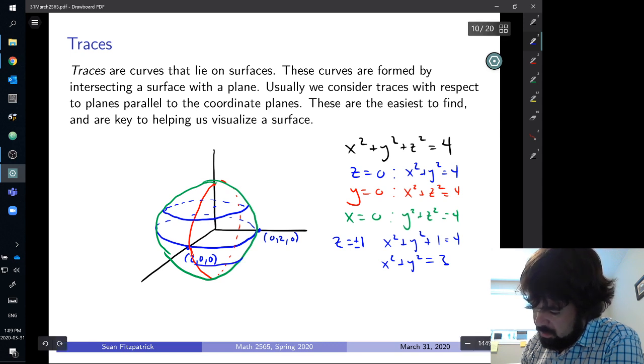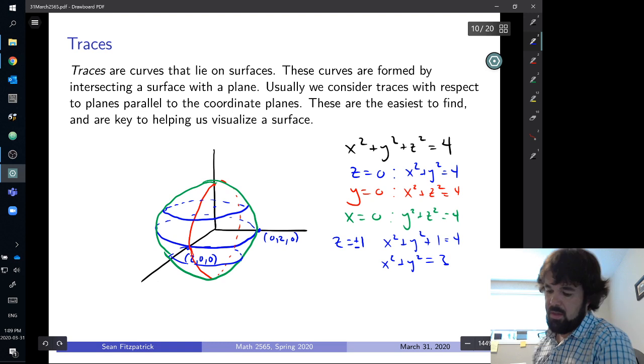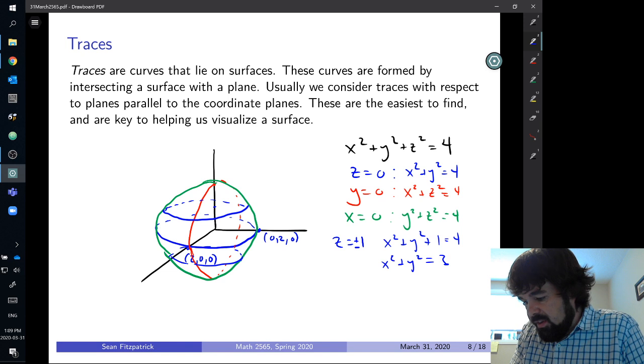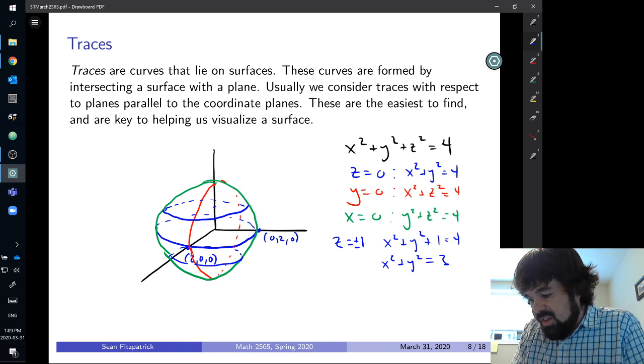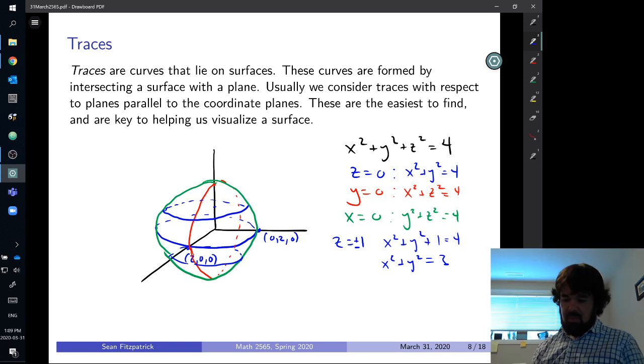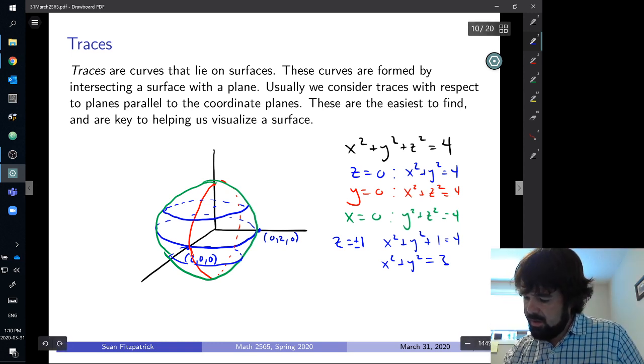I would get the same sort of thing down at minus 1, right? So you get different lines of latitude for different z values. Typically, once you do a few of those traces, and the traces you want are the ones where you set one of the variables equal to a constant, because those are simplest, you basically just draw the corresponding curve in that plane. So in the plane z equals 1, I draw a circle of radius root 3. In the plane z equals 0, I draw a circle of radius 2, and so on. You get a few curves, and then you let your brain fill in the gaps. That's the strategy.